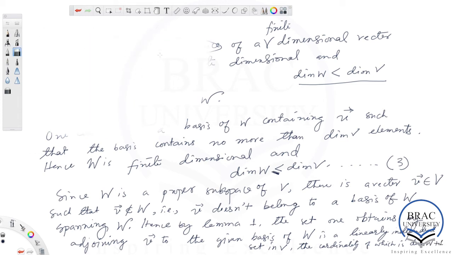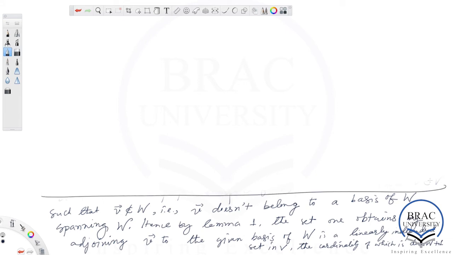Okay, so let me erase this front matter. So we have seen that we can have a linearly independent set of cardinality dimension W plus 1, right? So we can have a linearly independent subset of the finite dimensional vector space V of cardinality dimension W plus 1.